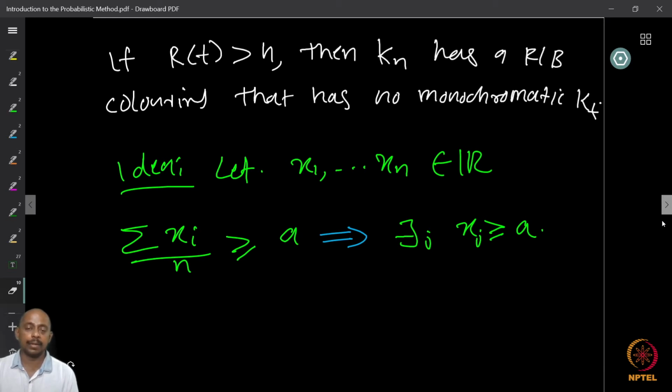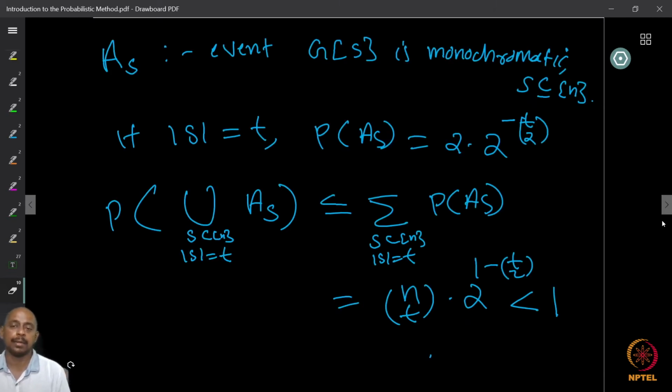So the same idea we can use in probability. If I can show that the probability of something existing is positive, then it must exist.